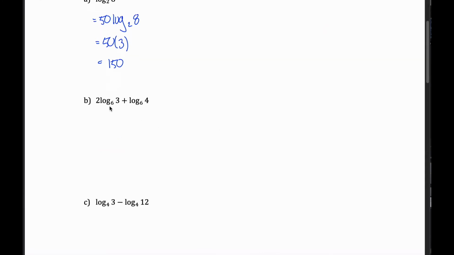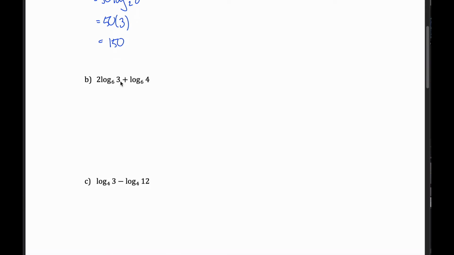The second one here, 2 times the log base 6 of 3 plus the log base 6 of 4. Problem, I don't know the log base 6 of 3. And for that matter, I don't know the log base 6 of 4. Solution, use your log rules. First, you might notice this plus here and think you should use your first log rule, but you can't as long as you have this coefficient. So first we'll take care of this coefficient by using our third log rule and rewriting this as the log base 6 of 3 squared plus the log base 6 of 4.